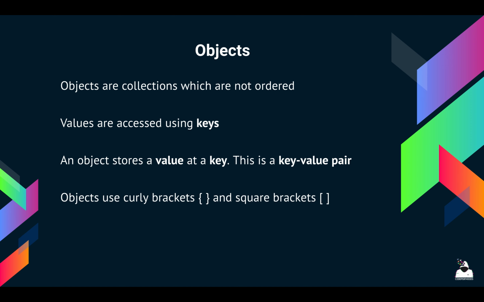And key value storage you'll see all over the place. Objects use curly brackets and square brackets. The vast majority of the time it's just curly brackets, and you use dot notation to access properties, to access keys on an object. But you can also use square brackets, which again leads you down the line of realizing that objects and arrays are actually the same thing.